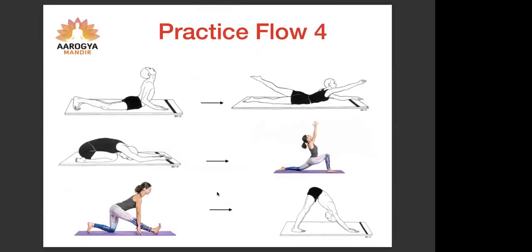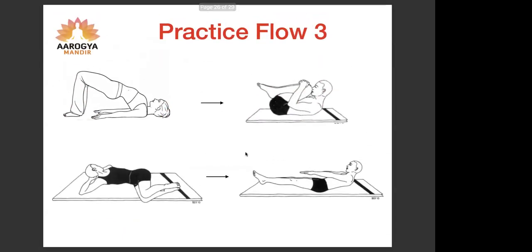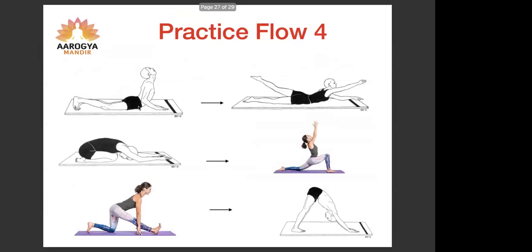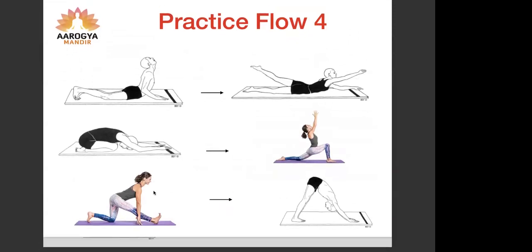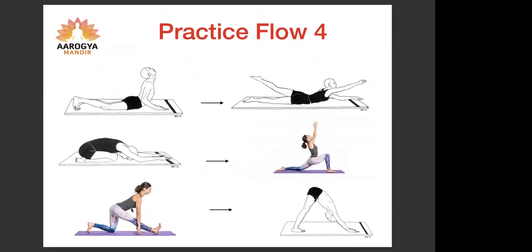Now the practice flow 4. After this group of practices, you need to move to prone, where you are practicing Bhujangasana, Ardha Naukasana, followed by Sashankasana. Then this is basically Anjaneyasana, easy Anjaneyasana. And this is half monkey pose, Ardha Hanumanasana.